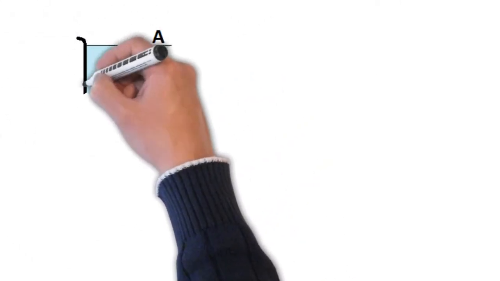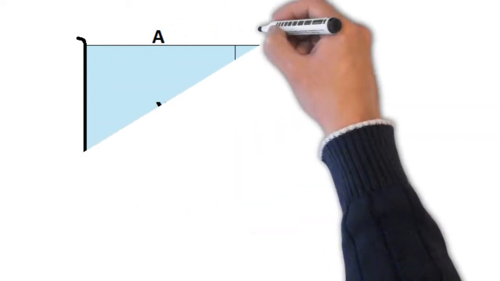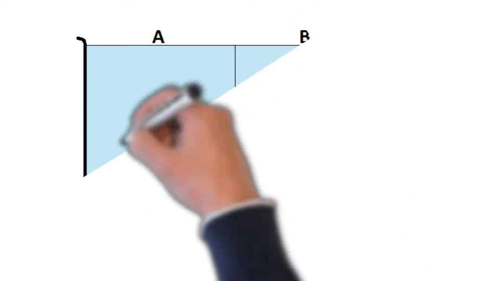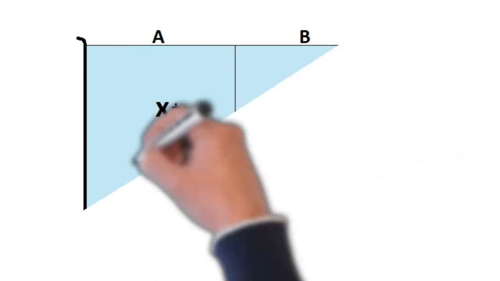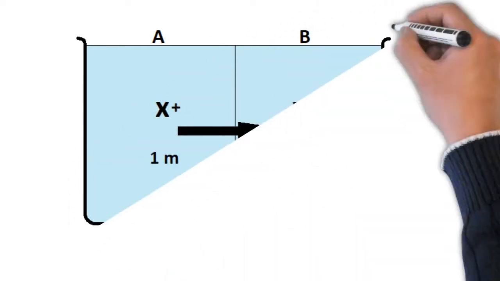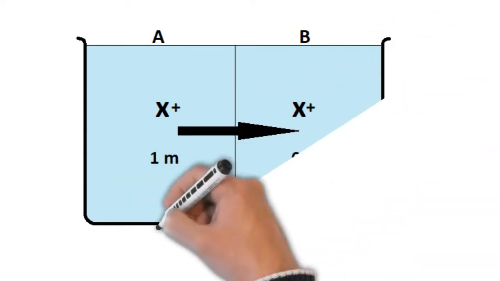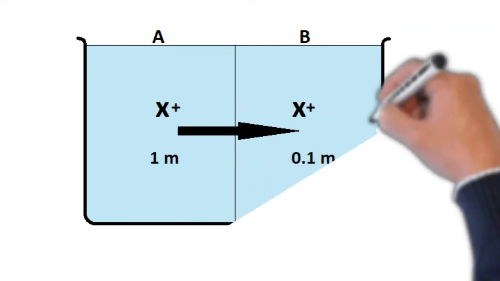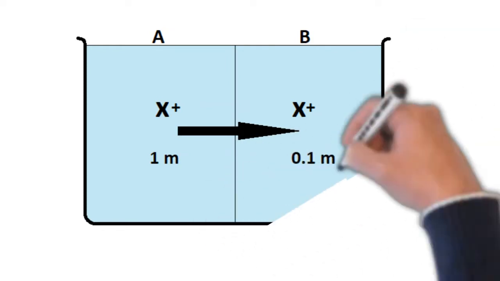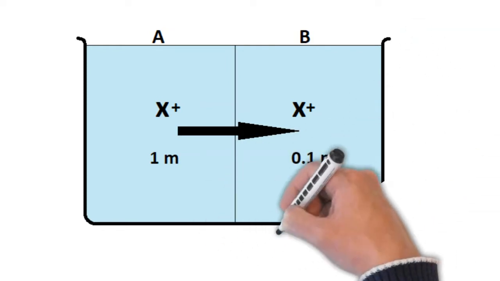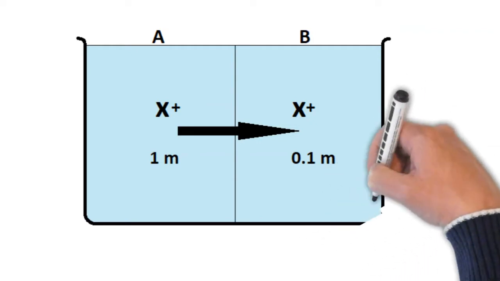In a hypothetical situation, a solution containing a cation, X, at a concentration of 1 molar is present on side A of a semi-permeable membrane. On the other side, B, we have the same cation present, but with a concentration of 0.1 molar. So now, cation X shall move from side A to side B, down the concentration gradient.